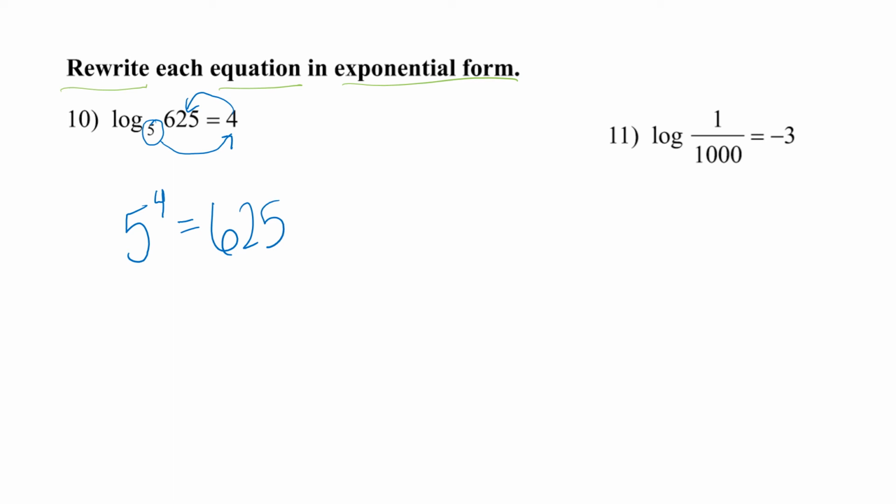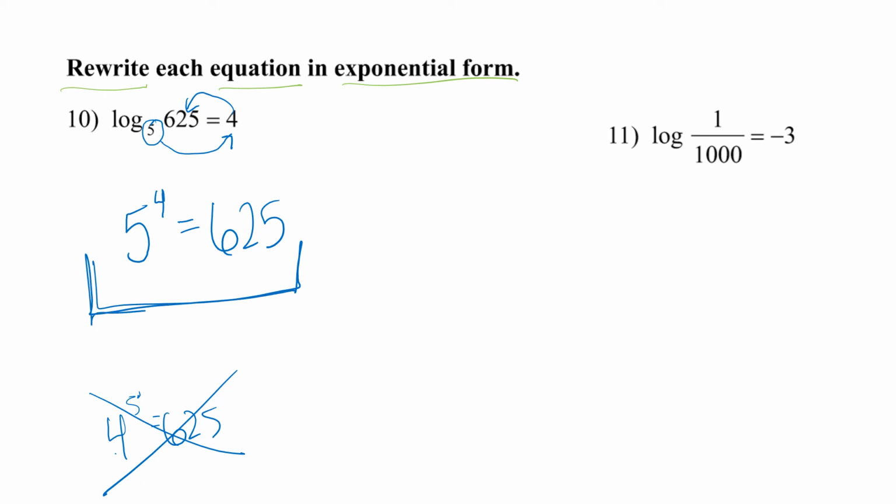And when you're given numbers with these, like if this was a test or quiz, you could check that that's true. Like let's say you got confused and you said, I think it means that 4 to the 5th equals 625. You could check on your calculator and you would find that 4 to the 5th does not equal 625. So that's not the right answer. This is the right answer, and you could check that.